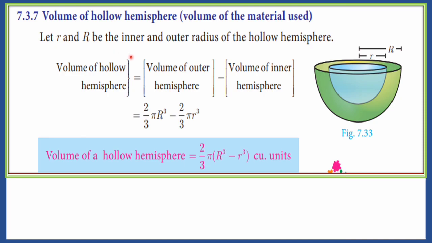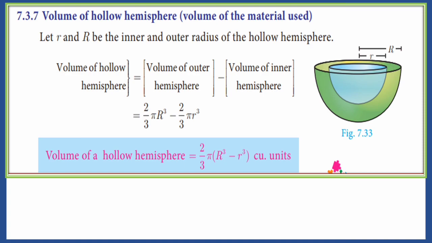Volume of hollow hemisphere. Small r be the inner radius, capital R be the outer radius. Volume of hollow hemisphere is the difference between the volume of outer hemisphere minus volume of inner hemisphere. Volume of hemisphere equal to 2 by 3 pi r cube. For outer hemisphere substitute capital R, inner hemisphere substitute small r. Take the common terms outside. So volume of a hollow hemisphere equal to 2 by 3 pi (capital R cube minus small r cube) cubic units.